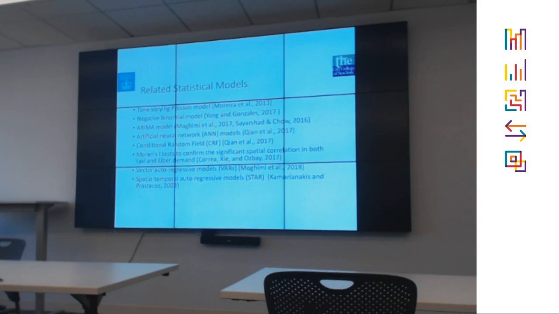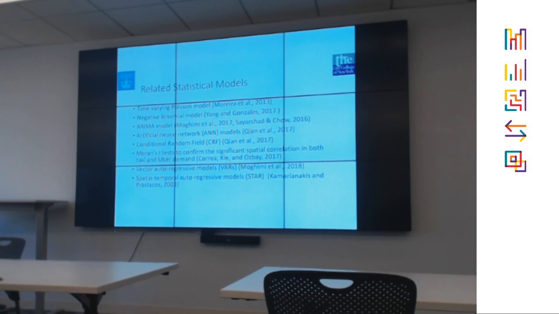In the univariate models, there's an ARIMA model here. Some of the people in the room have already worked on this. There are artificial neural networks, machine learning type, deep learning type methods, a huge literature there, and starting to grow more and more. Conditional random fields, which assume that all these observations are a huge multivariate Gaussian, and then try to write down a specific covariance structure and estimate those covariance structures.